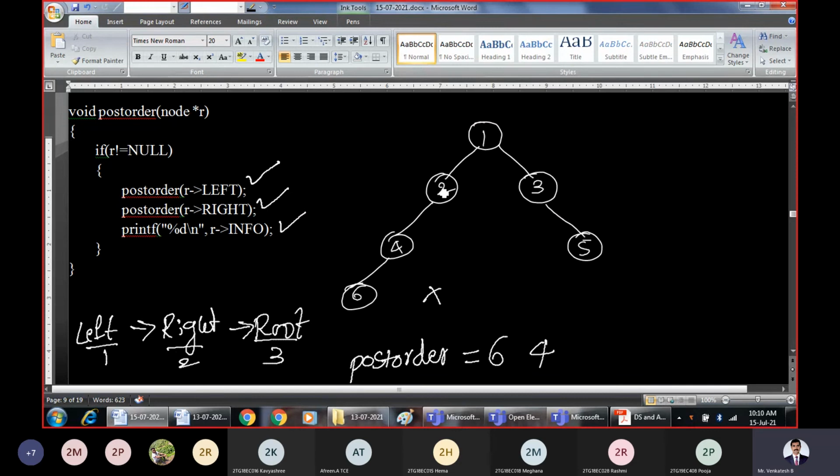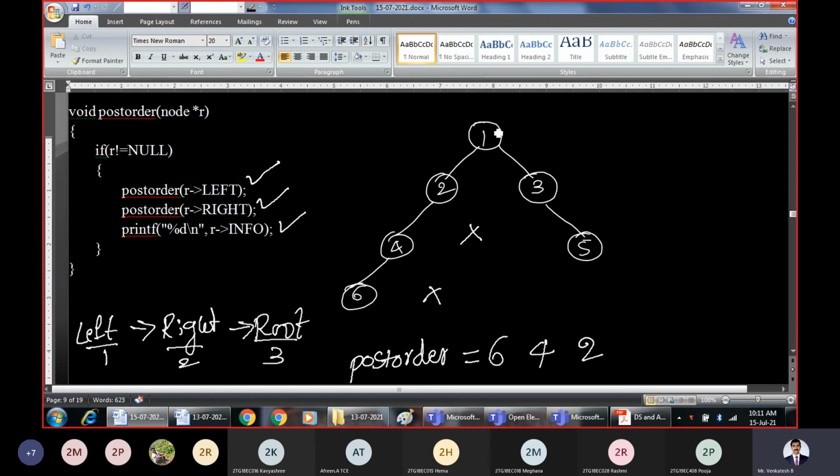Now recall the procedure at node 2. What does the procedure say? For node 2, you have to process the entire left subtree first, then you have to process the right subtree, because after left comes right. There is no right subtree for 2. And then we will print the root node. Right. Next, go one level up.